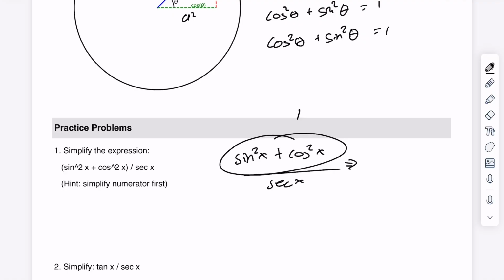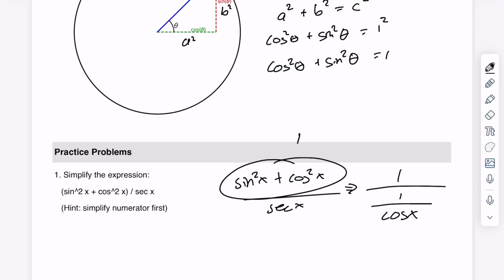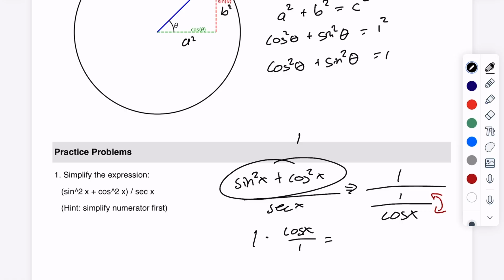This is just 1. So we have 1, and we know that secant x is just 1 over cosine x. So here we'll be left with 1 over cosine x. And when we divide by a fraction like this, we flip it and multiply. So what I mean by that is we'll do 1 times cosine x over 1, and that's just going to equal cosine x. So the final answer for the simplified version is cosine x.